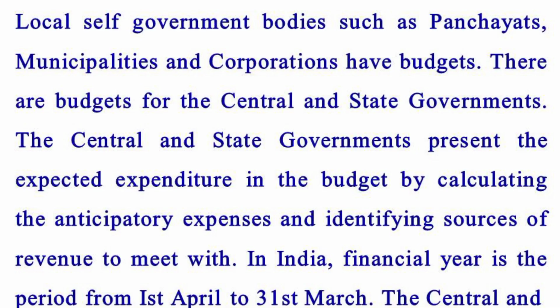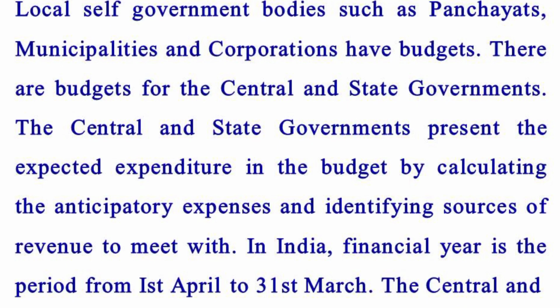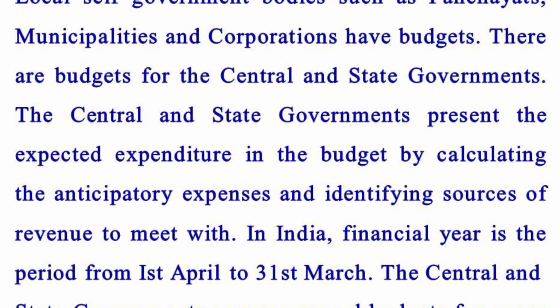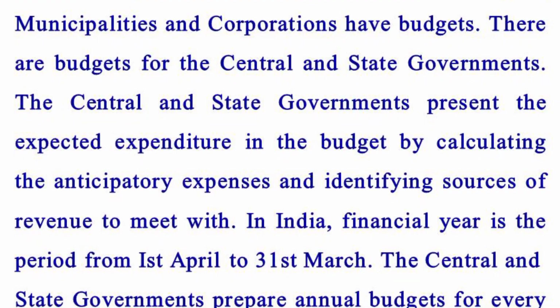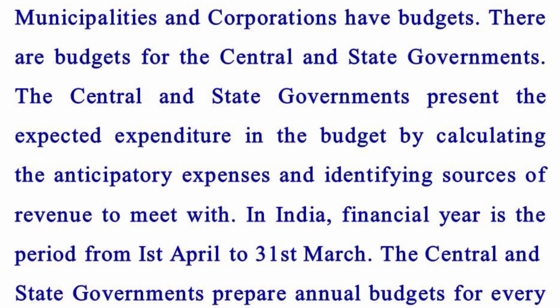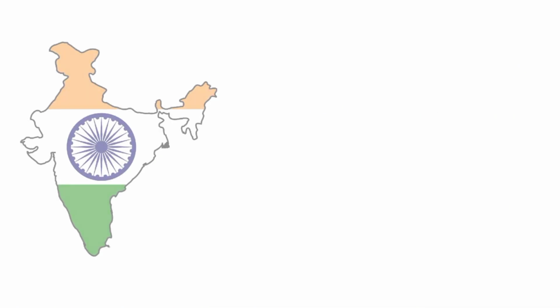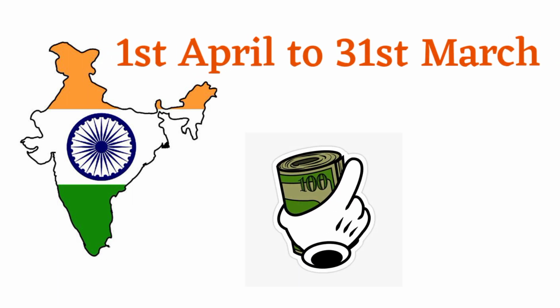Local self-government bodies such as panchayats, municipalities and corporations have budgets. There are budgets for the central and state governments. The central and state governments present the expected expenditure in the budget by calculating the anticipatory expenses and identifying sources of revenue to meet with. In India, financial year is the period from 1st April to the 31st of March. The central and state governments prepare annual budgets for every financial year.